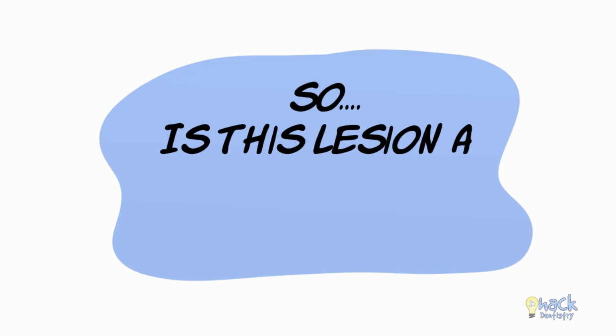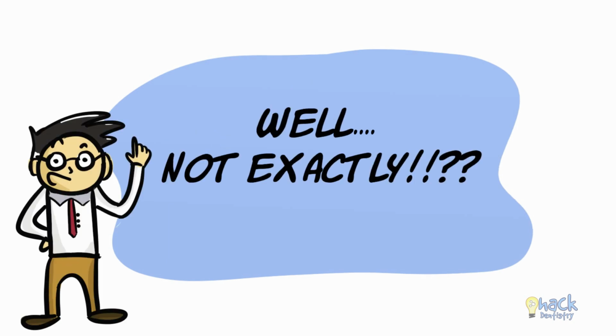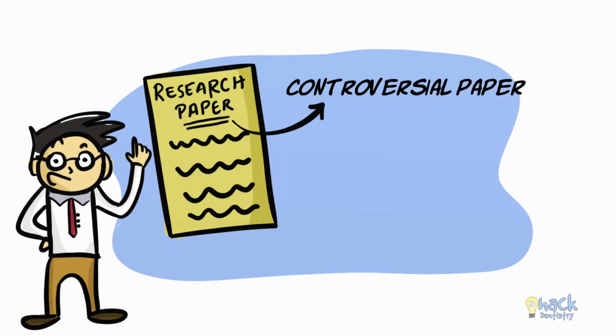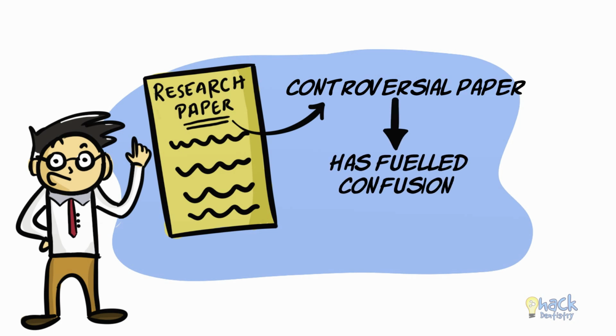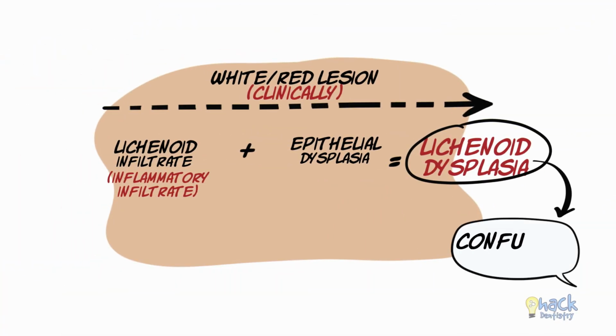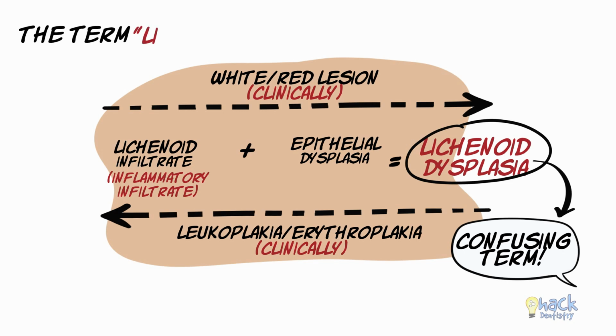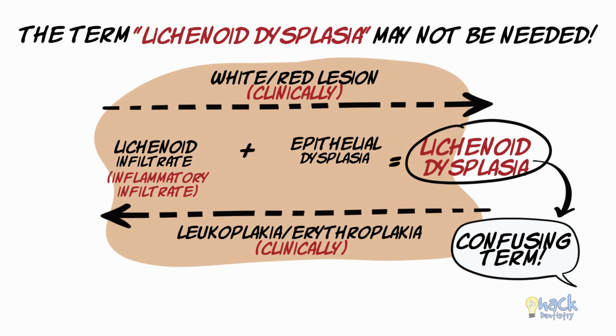So is this lesion a distinct entity? Well, not exactly. There has been numerous research done after their controversial report, and it has only fueled further confusion. Most pathologists agree that lichenoid dysplasia is a rather confusing term. These lesions may actually represent cases of leukoplakia or erythroplakia merely in addition to dysplasia showing a lichenoid infiltrate. Thus, the need for another term such as lichenoid dysplasia may not be warranted.